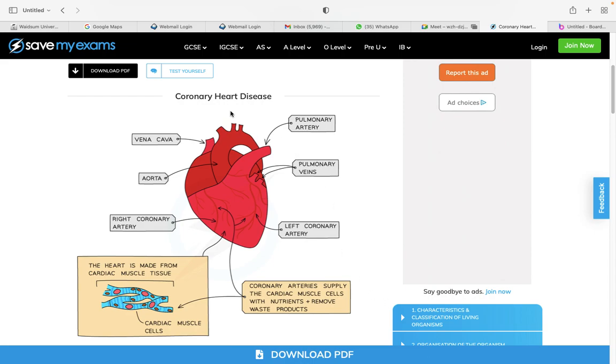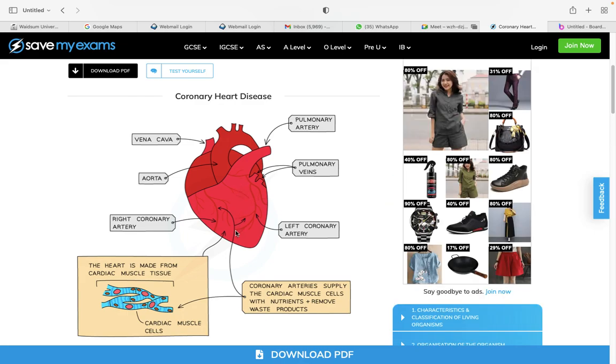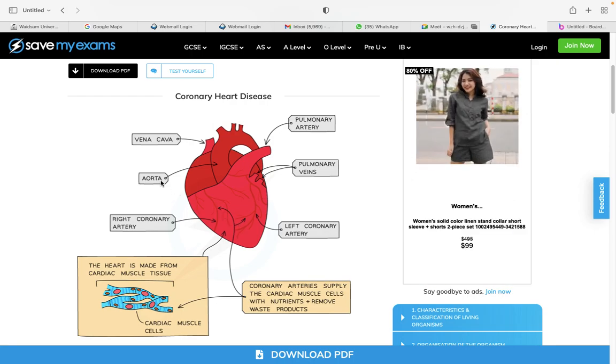The coronary heart disease. Now, I told you one of the diseases that causes coronary heart disease is when the coronary artery can no longer supply blood to the heart muscles. When there is a failure of supply of blood to the heart muscles, it can result in coronary heart disease. So we already know the labeling of the heart, like you see here.